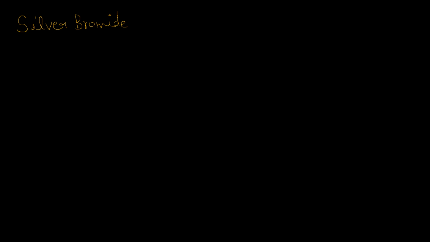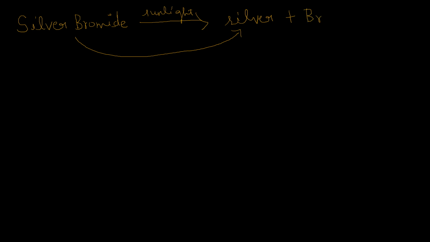Silver bromide, when it is kept in the sunlight, what will happen? When it is exposed to sunlight, it will decompose to form silver and bromine. Bromine will be in the form of vapor, basically. So it will be in gaseous state. So Br2, it's in gaseous state.